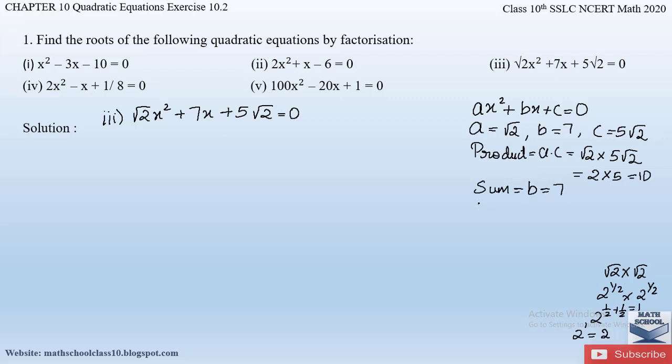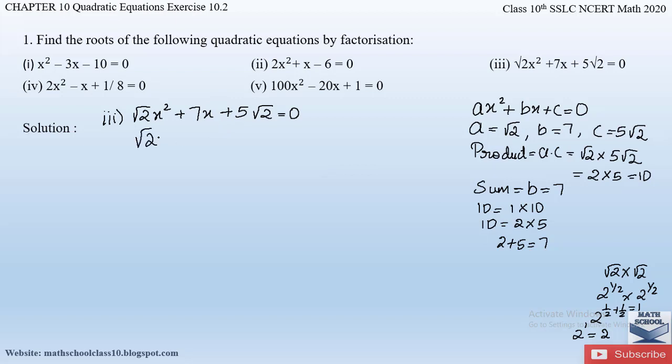So let us see what are the factors of 10. First, if we start with 1 into 10 is 10, but 10 plus 1 is not 7. Then if we take 2 into 5 we get 10, okay, and 5 plus 2 is 7. So we got the sum 2 plus 5 is equal to 7, right? So now instead of 7 we are going to write 2 plus 5. So this is how we are splitting the middle term, or we are factorizing.